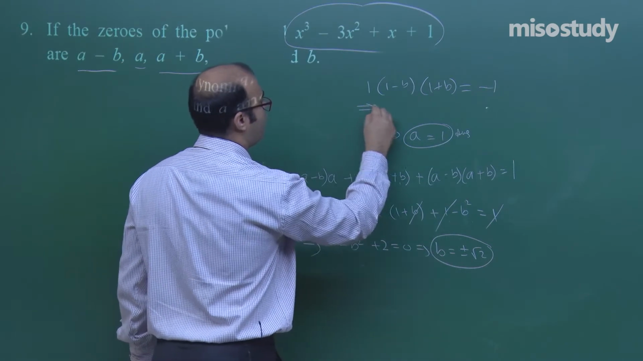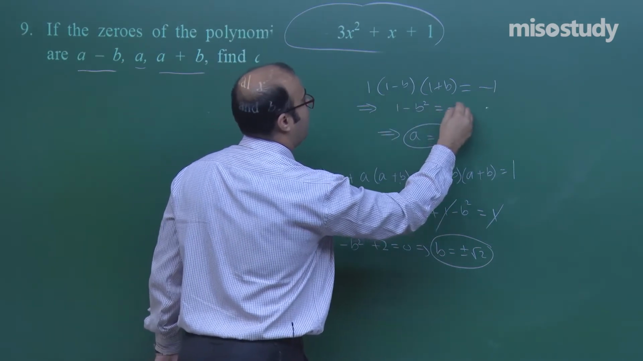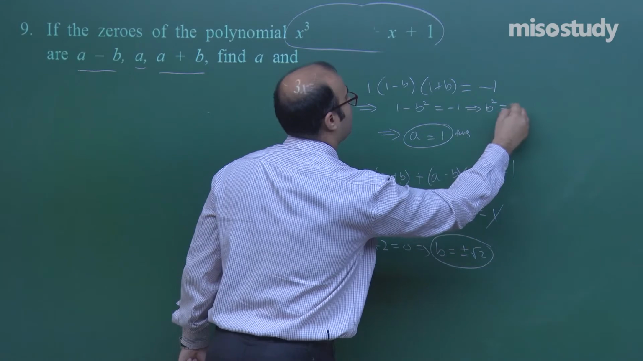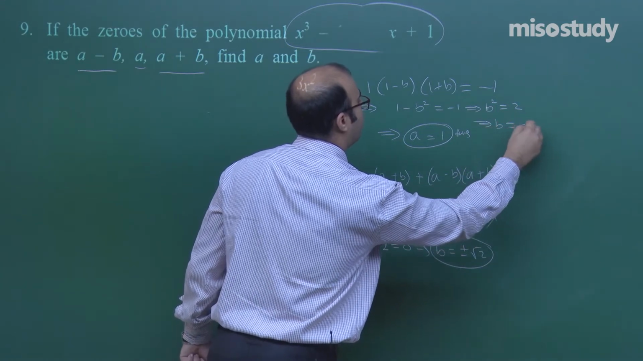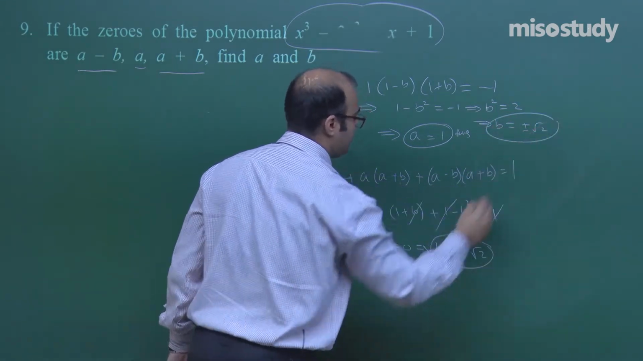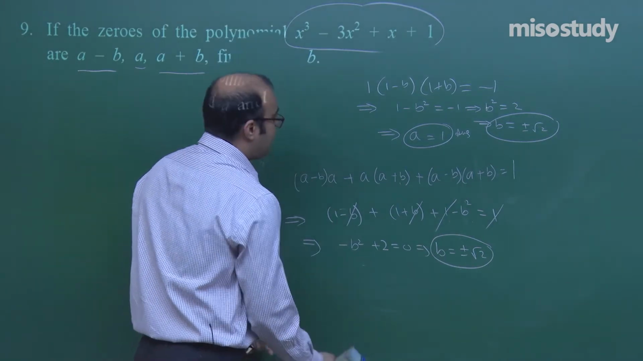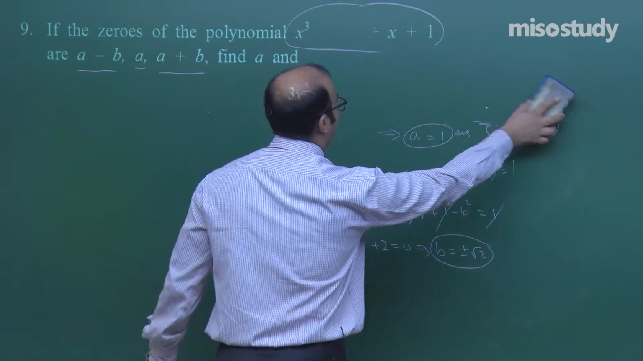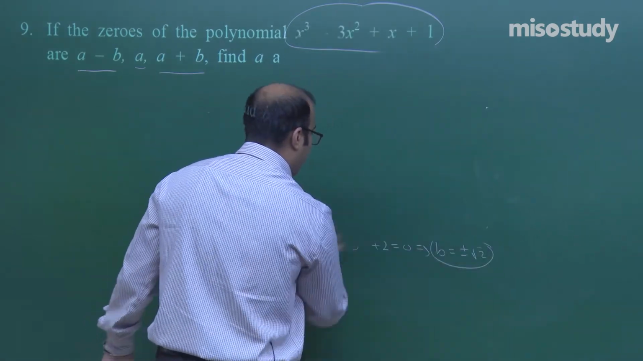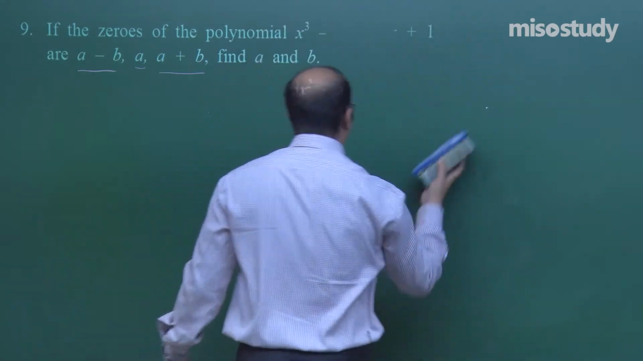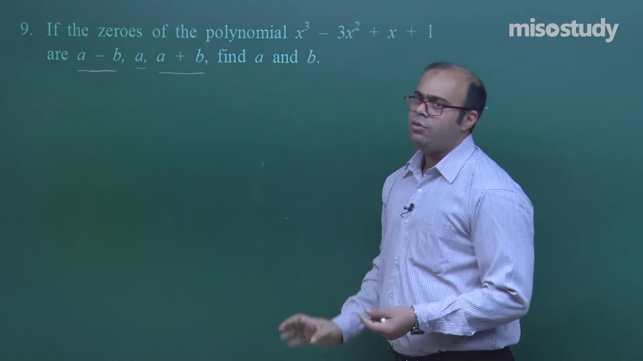So what we will do? 1 minus b square is equal to minus 1, that is b square is equal to 2, b is equal to plus minus root 2. This is also giving the same set of values in the second equation. So we can say that the values of a and b can be, a can be 1 and b can be plus root 2 or minus root 2. That will give you the same set.